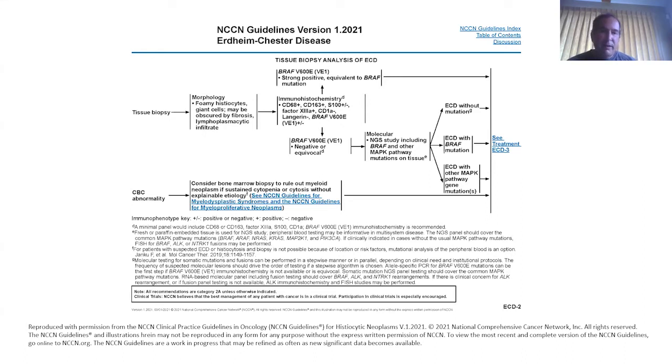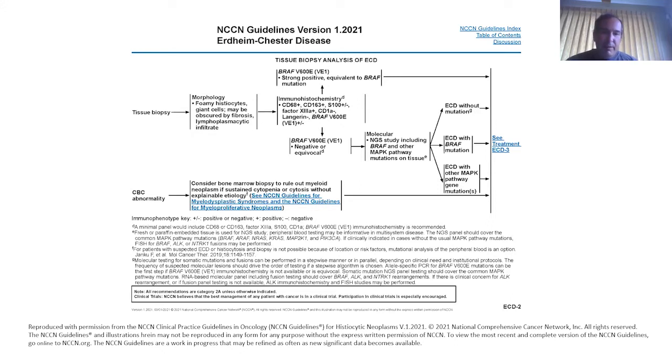ECD has a relatively characteristic profile in immunohistochemistry, so it does express CD68 and CD163, which is typical of many diseases within the histiocyte spectrum. Unlike Langerhans cell histiocytosis, it does not express CD1a or Langerin, so that's a very important way of distinguishing these two entities.